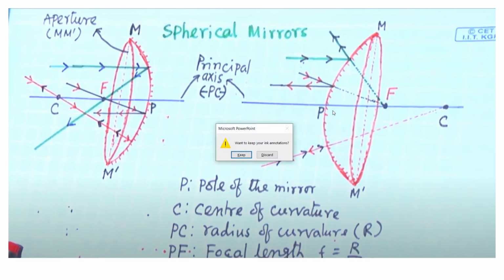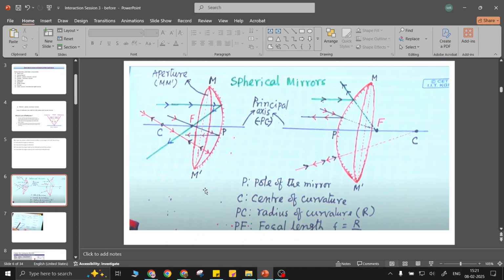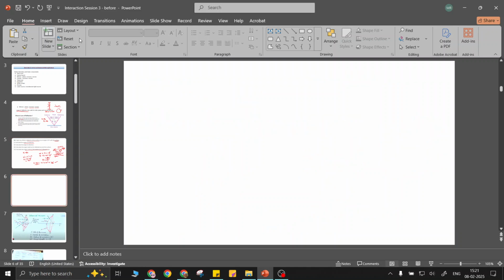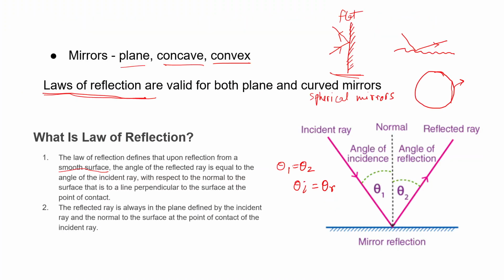I need one slide. Yeah, so we had seen this diagram where we were talking about a plane mirror or plane reflecting surface. Now we'll see how the reflection, angle of incidence rays look like for a curved reflecting surface.